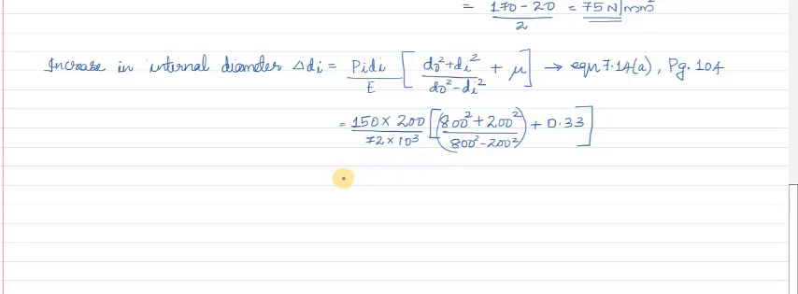On substitution, we get the value of delta Di as 0.6097. So we can approximately say it to be 0.61 mm. We get the value of delta Di approximately as 0.61 mm.